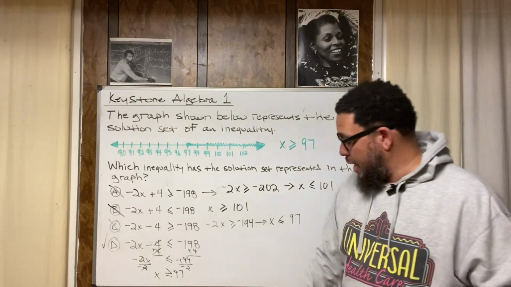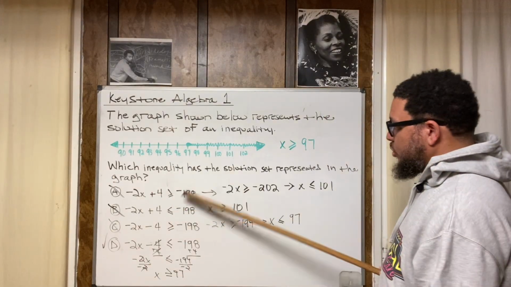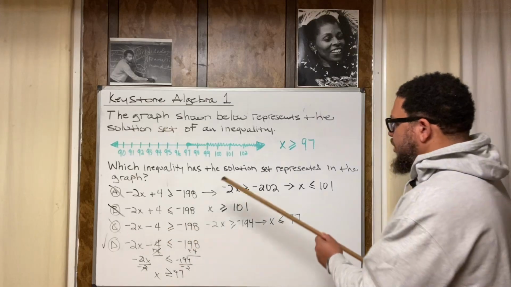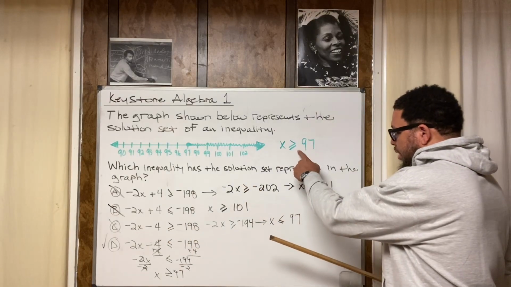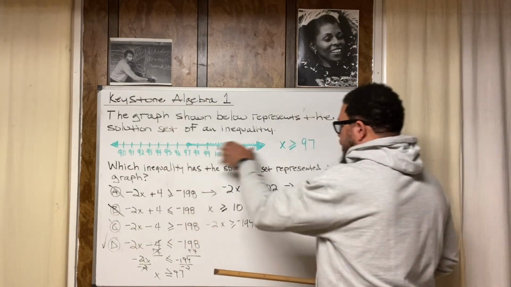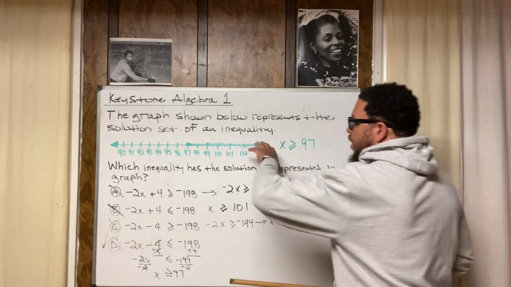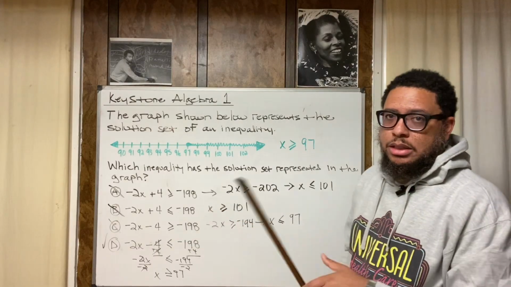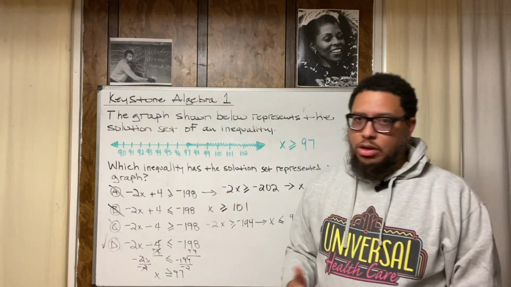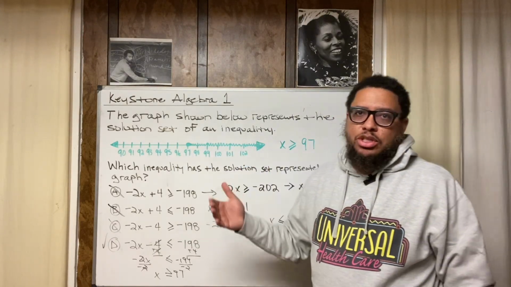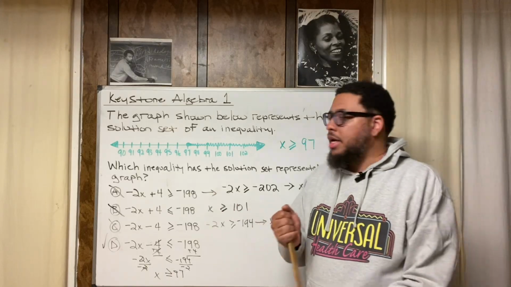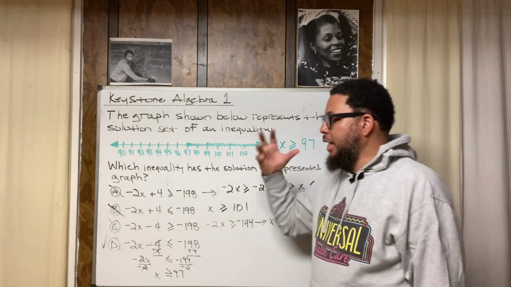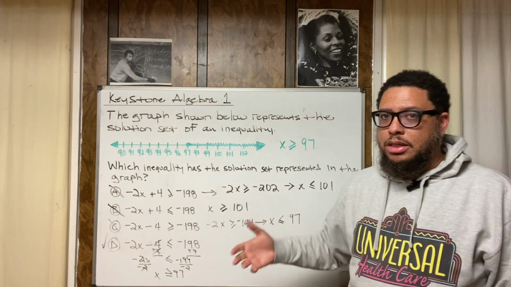You have to understand the language of math. It says which inequality, so which one of these four. It's only going to be one correct answer. Which one of these four has the solution set, this right here, represented in the graph? When it says represented, that means what does the picture indicate? The graph is a picture. That's all it is. It's like a picture you might see on Instagram or TikTok. So you got to bring that understanding to mathematics and to the algebra.